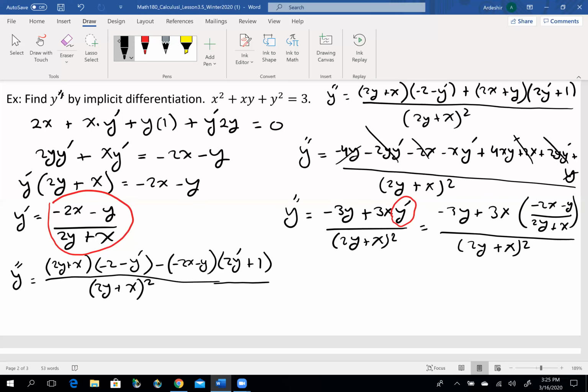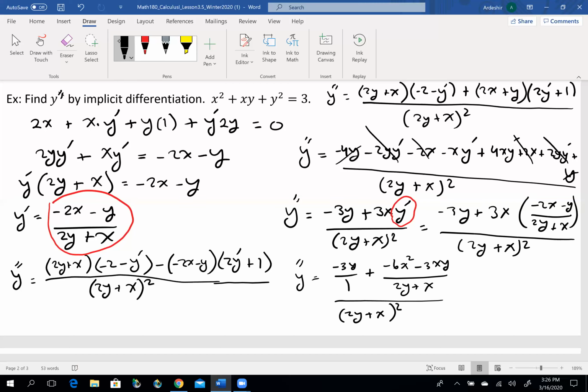So let's see what I can do here. Look, y double prime is equal to negative 3y over 1 plus, and then I'm going to just multiply 3x by the numerator, so it's going to be negative 6x squared minus 3xy over 2y plus x, and then over 2y plus x squared.